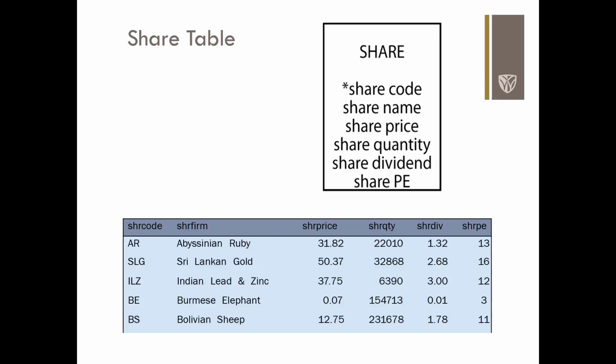But regardless of that, you can see that each of the attributes is represented by a single column, and then each instance of our share is represented by a single row. So for example, Abyssinian Ruby with the share code AR is listed in one row in our table. So that's one instance of the share.